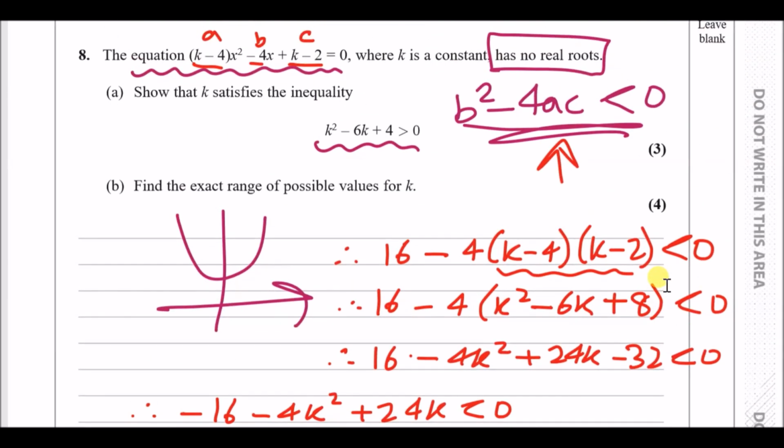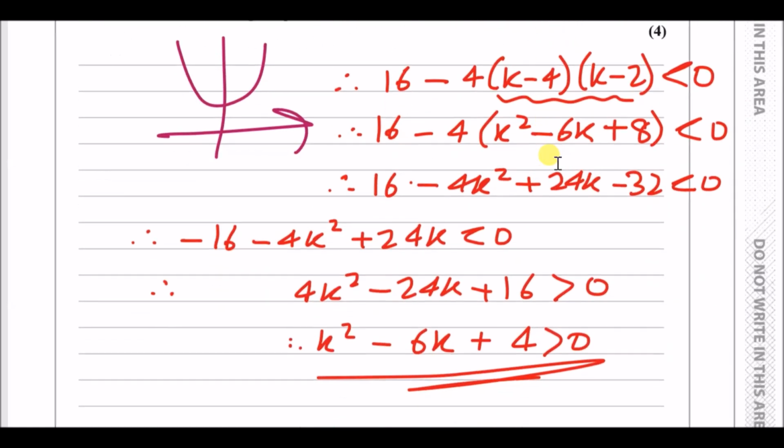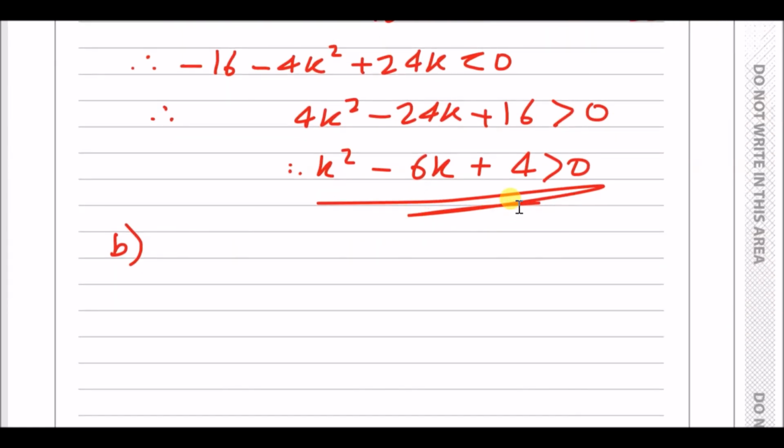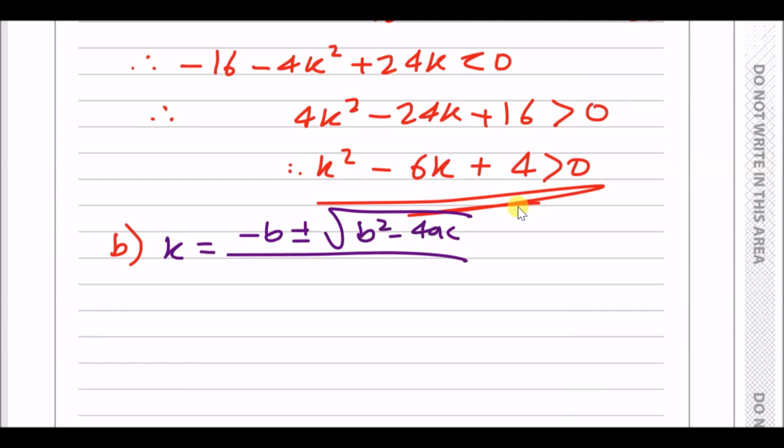Now for part B, we have to find the exact range of possible values of k. So this is literally telling us to solve this equation now and find out what k could be. Because it's a quadratic, let's use the quadratic formula and solve this. We can just pretend this equation equals 0 as well. So k equals minus b plus or minus the square root of b squared minus 4ac over 2a. Now, in this case, our a value is the coefficient in front of k squared, which is 1. b is going to be minus 6, which is this bit, and c is going to be plus 4.